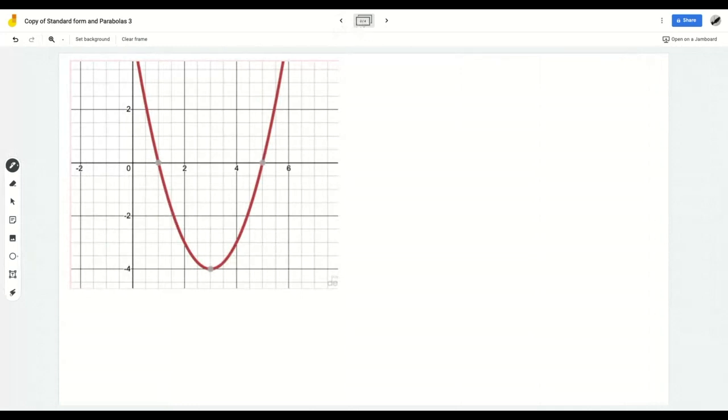The last thing I want to do is parabolas. This shouldn't take too long. Just a quick review. After I do this, then you have the rest of the class to work on everything.